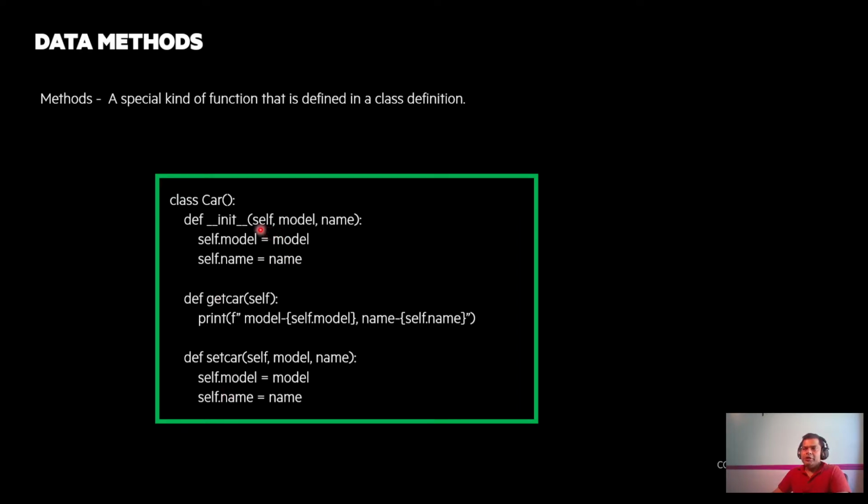Another important thing we need to understand in the method is the self. Even if we do not have any argument, like this particular get car, where we are not expecting any input, still we are passing the self, and the self will be the first argument of the methods. And that's all about the methods.